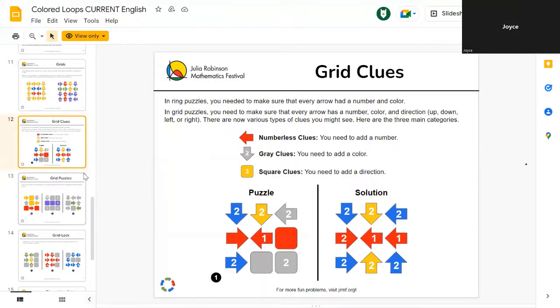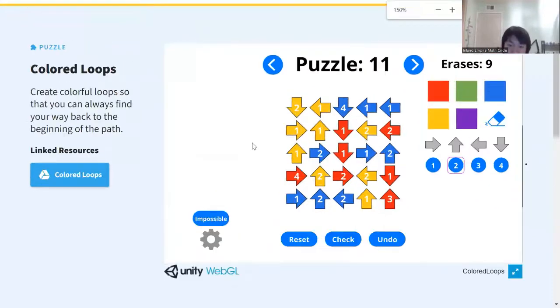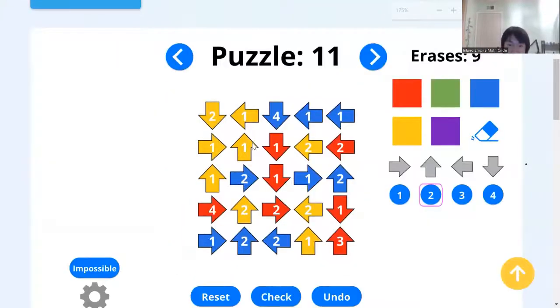No, they just need to have a number and direction. So maybe I just messed up my numbers. They don't have to form a loop. It never said anything about a loop. This goes to 1, which goes to 1, 2, 1, 2, 1, 1, 2, 1, 2. It works.